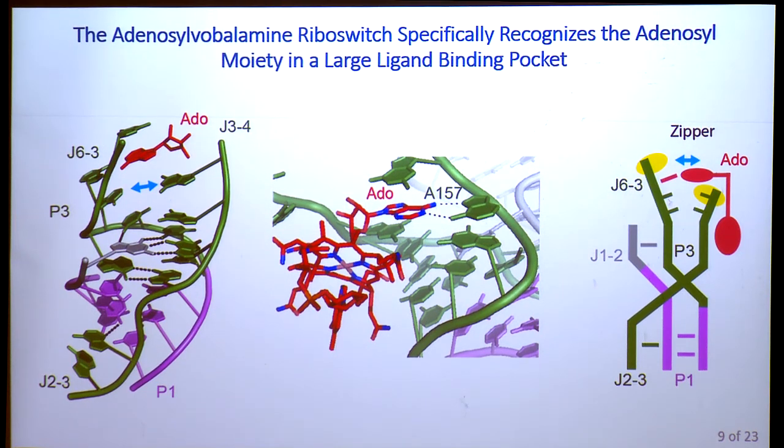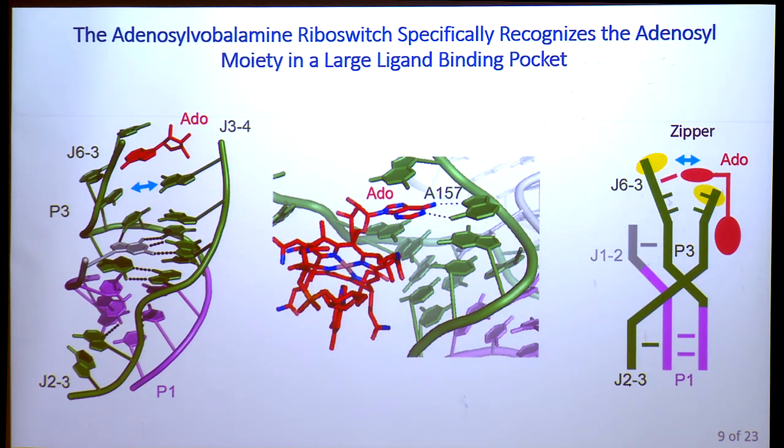This ligand sits in an open binding pocket and is stabilized by interactions located around this adenosylcobalamine moiety. And what I didn't mention in the previous slide is adenosylcobalamine is the active form of vitamin B12. So we usually call it the adenosylcobalamine riboswitch.